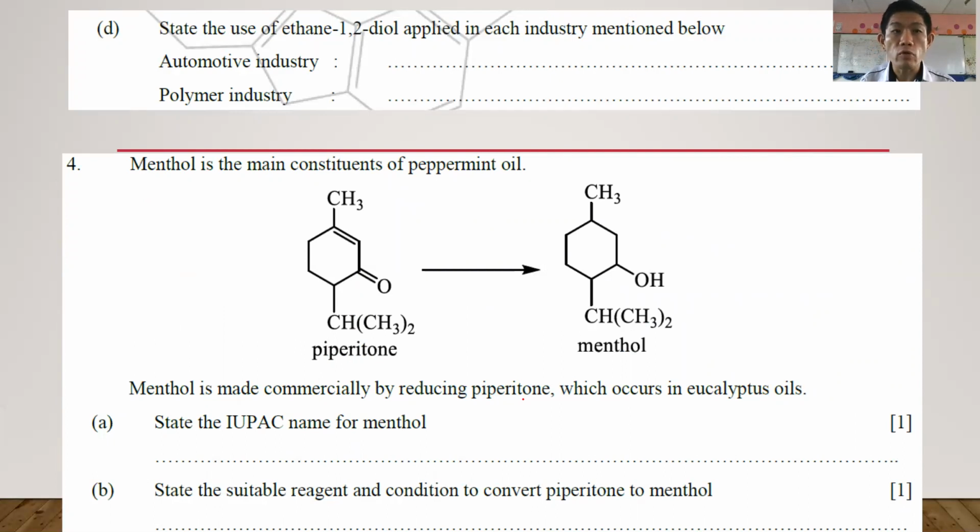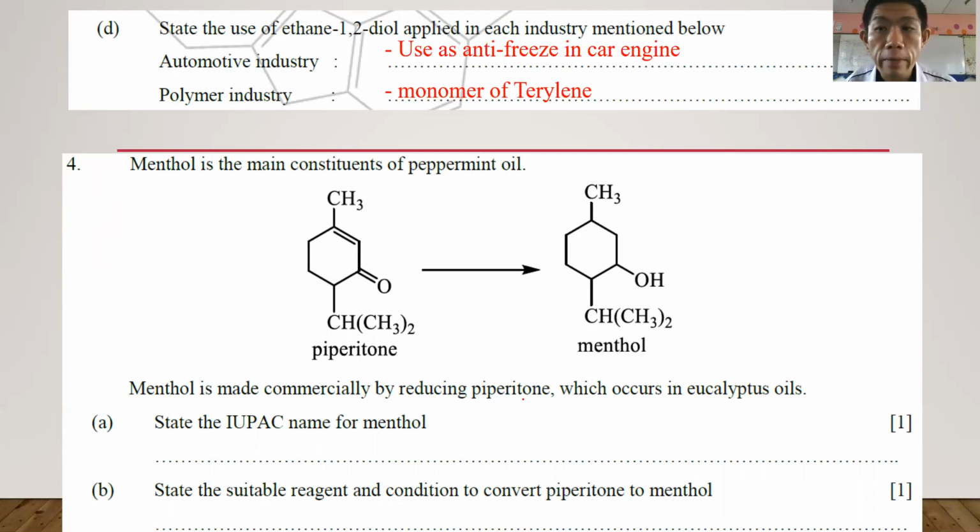So that is for 3A, B, C, and finally 3D: state the use of ethane 1,2-diol applied in each industry mentioned below. Automotive industry: you must memorize this on your own. Ethane 1,2-diol is used as an anti-knock or anti-freeze in the car engines. Whereas in the polymer industry, it is used as the monomer of terylene. Okay, so these are very, very common applications of ethane 1,2-diol. Hopefully you'll be able to remember this.